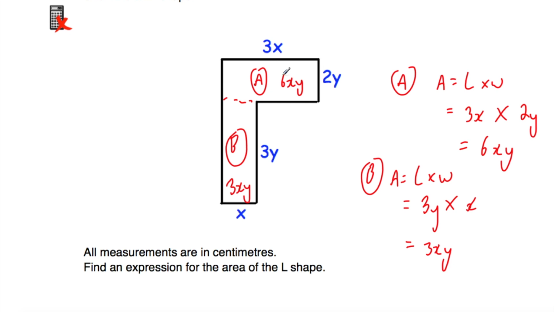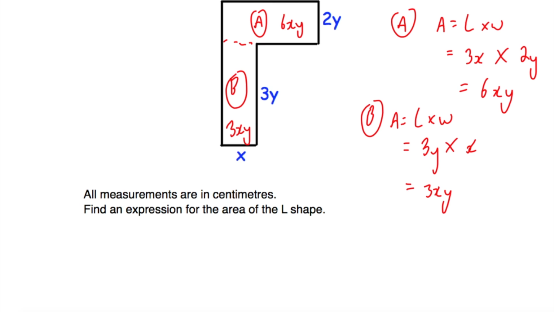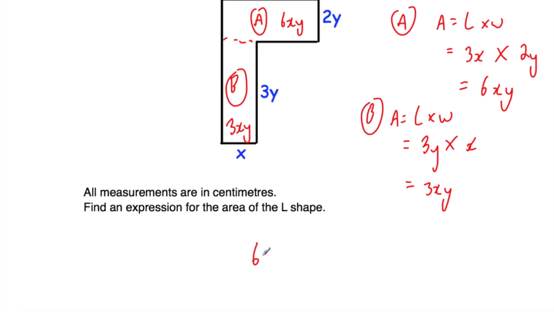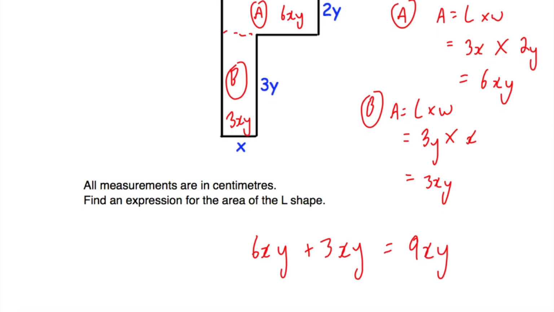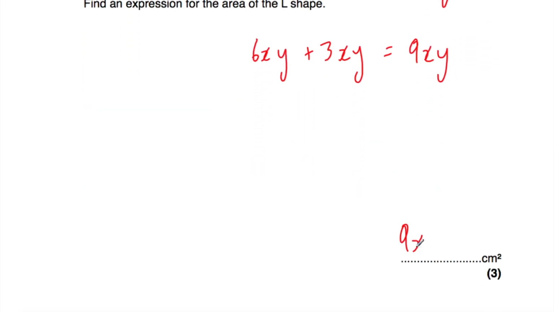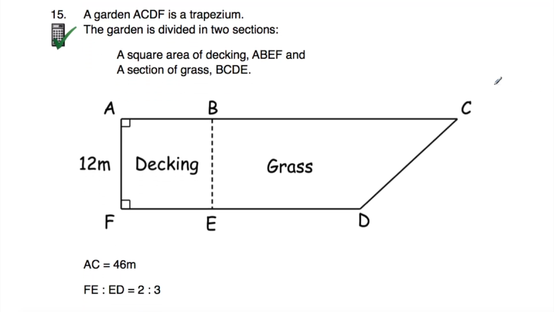So we've got the area of this one is 6xy, the area of this one is 3xy. If we add them together, that'll be the expression for the area of the whole shape. So 6xy plus 3xy, well, 6 lots of xy plus 3 lots of xy would be 9 lots of xy. So that's the expression for the area of that shape, 9xy centimeters squared. And that's it. Okay, let's have a look at our last question, question number 15.